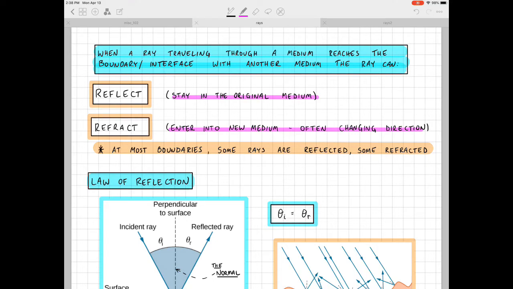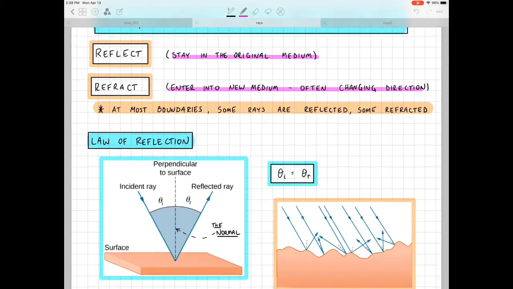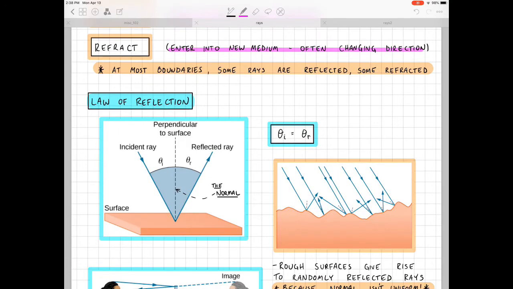Just a side note here, at most boundaries, what happens when light reaches one of these media interfaces is that some of the rays pass through the medium into medium 2, and some of the rays are reflected. And so depending on the materials, depending on the properties, you may get most of the rays to transmit through and refract into the new medium, or you may get most of the rays to reflect. And so we're going to focus right now just on the idea of reflection.